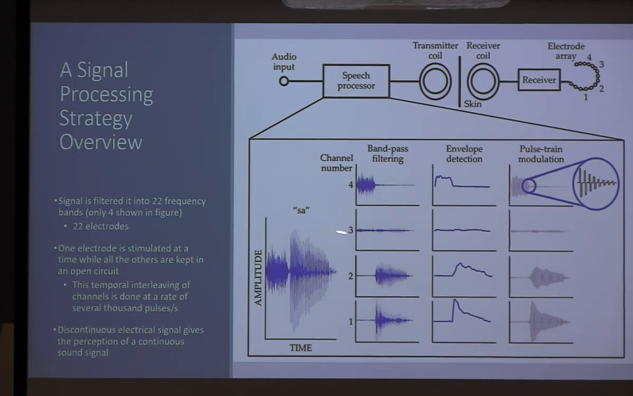So here's what the microphone has picked up. This signal will be sent through bandpass filters, which are basically a combination of the low pass and the high pass filter. So it'll filter the signal to a certain frequency range. Here, four channels are shown, but it'll actually be 22. So it'll have 22 different frequency bands that will correspond to the 22 different electrodes that will be implanted in the cochlea. 22 is a pretty standard number, it seems.